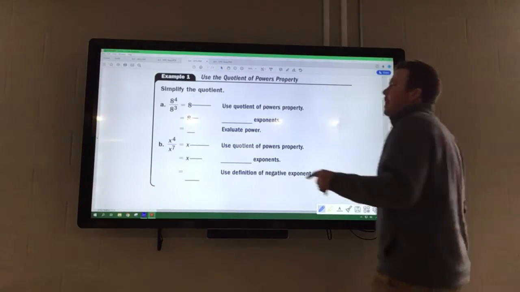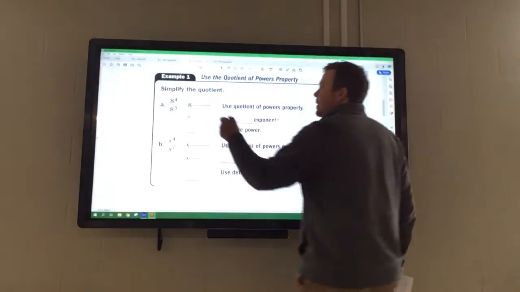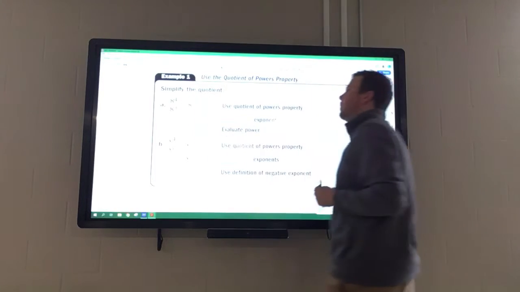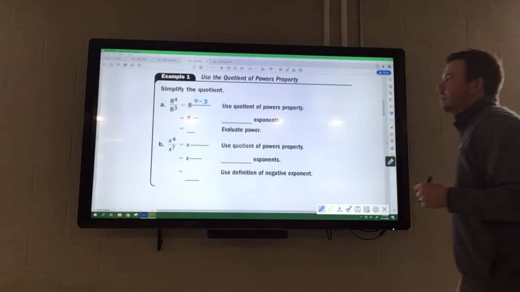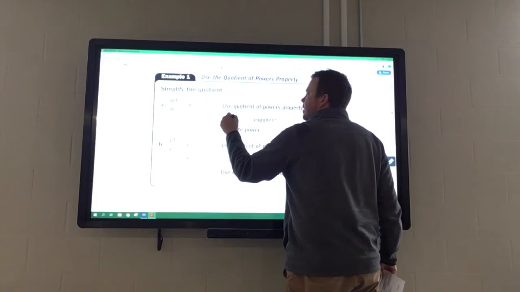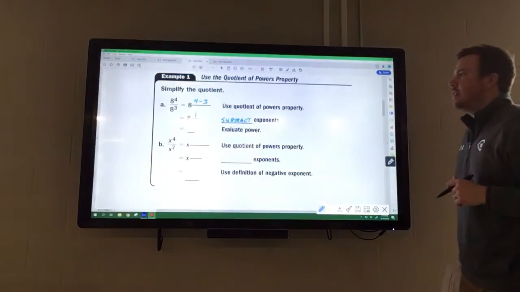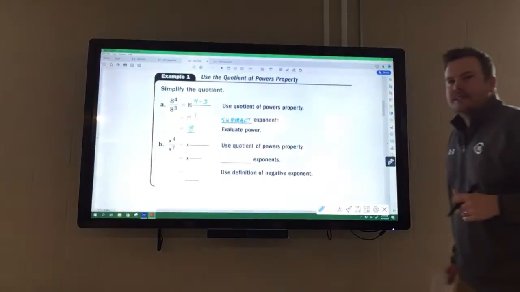Now what we have here is we are dividing two powers with the same base. So we keep our base of 8 and we subtract the exponents. So 4 minus 3 is 1. We subtracted the exponents. 8 to the power of 1 is just 8. So our final answer is 8.